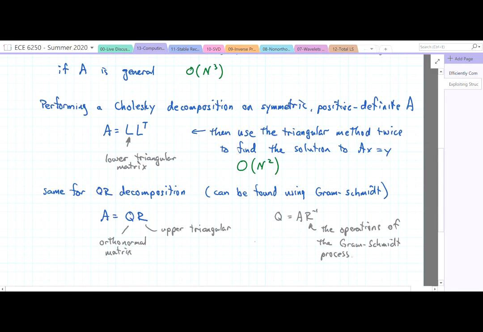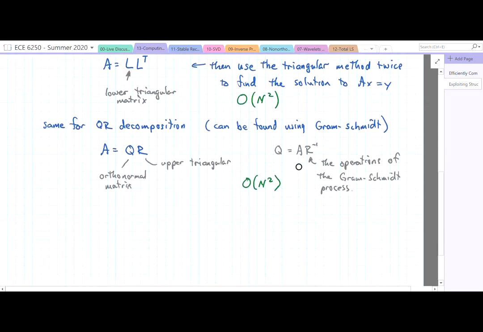Now, once we've done this, we solve this in two steps. One step involves multiplication by Q transpose. Then the next step involves solving using the triangular method. And so we also get order n squared operations here.